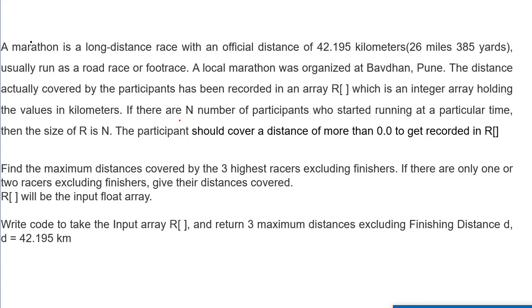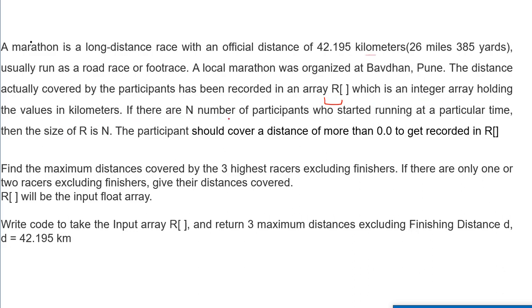So now we are having a coding question: a marathon is a long distance race with an official distance of 42.195 kilometers, usually run as a road race or foot race. A local marathon was organized at Bhavdan, Pune. The distance actually covered by the participants has been recorded in an array R, which is an integer array holding the value in kilometers.